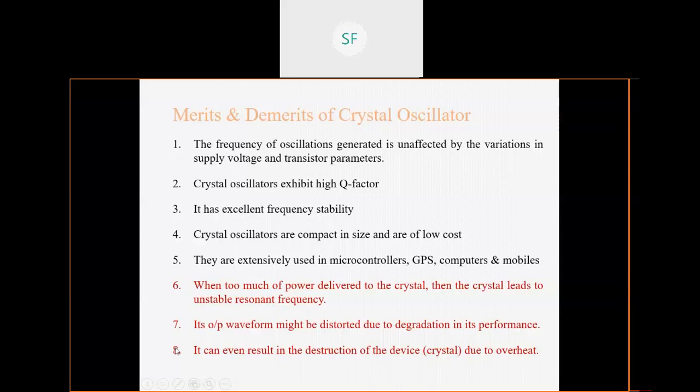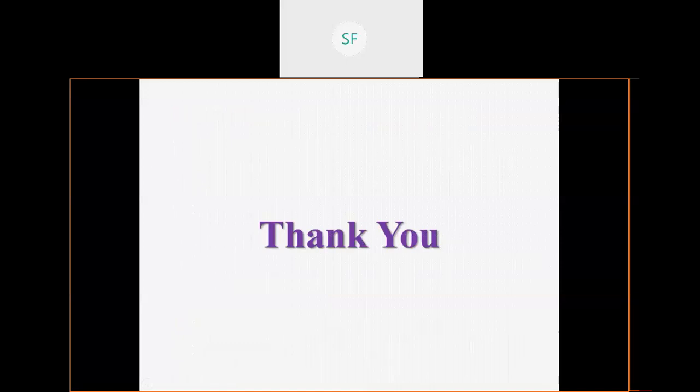So 6, 7 and 8 are nothing but the demerits or disadvantages of crystal oscillators, whereas the first 5 are the advantages of crystal oscillators. So many times they can ask you to mention what are the merits and demerits of the crystal oscillator. Under this question you can write down all these 8 points. So this is the complete discussion regarding the crystal oscillator.